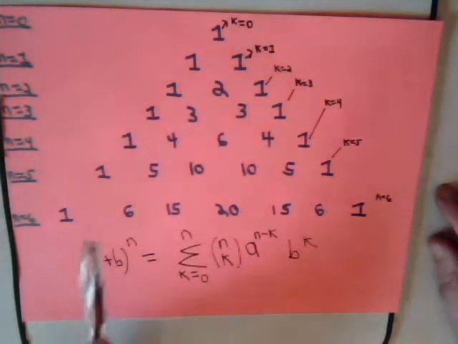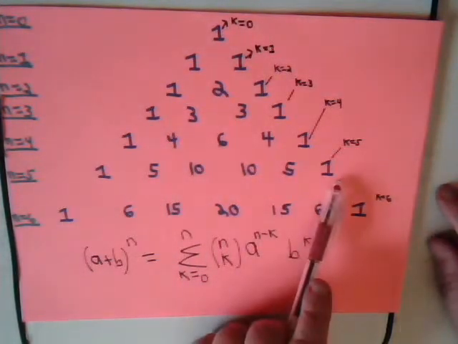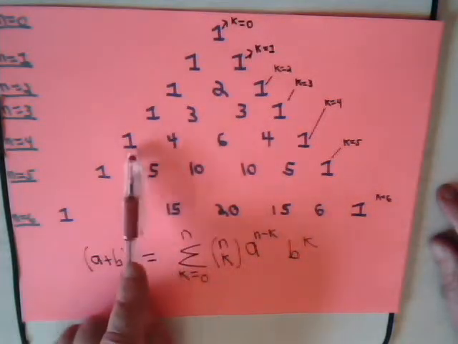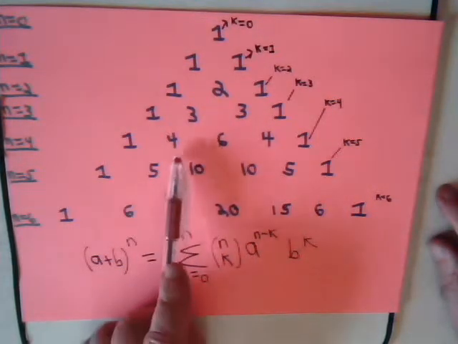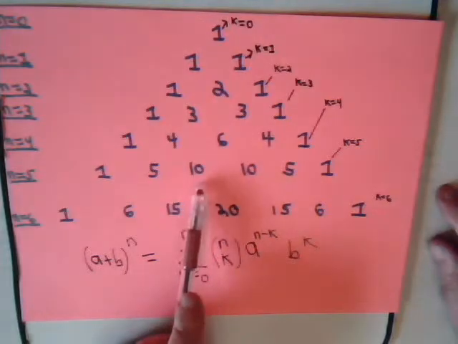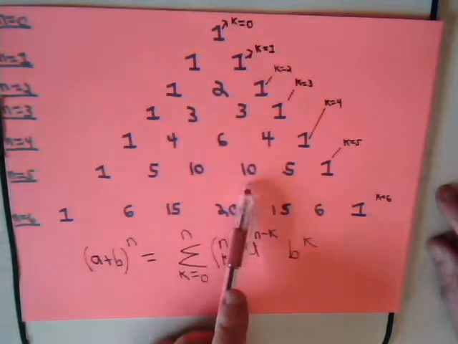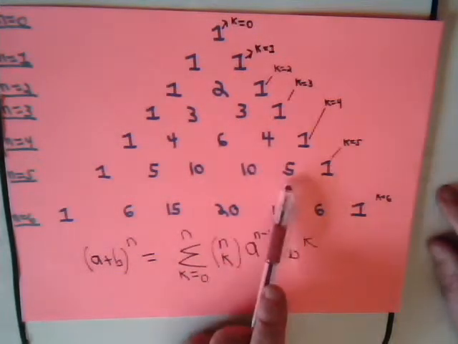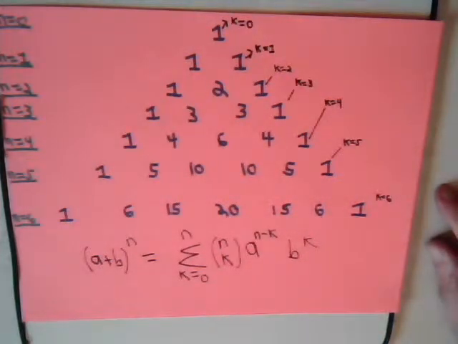The 5th row, again, you start with 1. You end with 1. Now add these two together to get 5. Add these two together to get 10. Again, you get 10. Add these two together, you get 5, and it ends with 1.